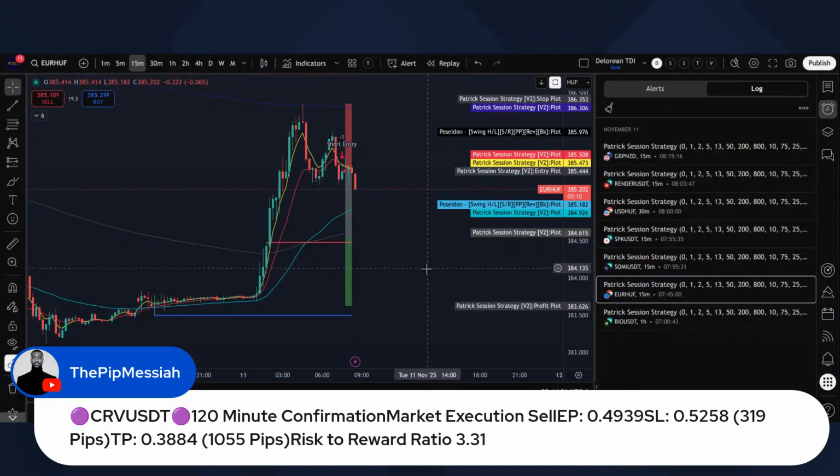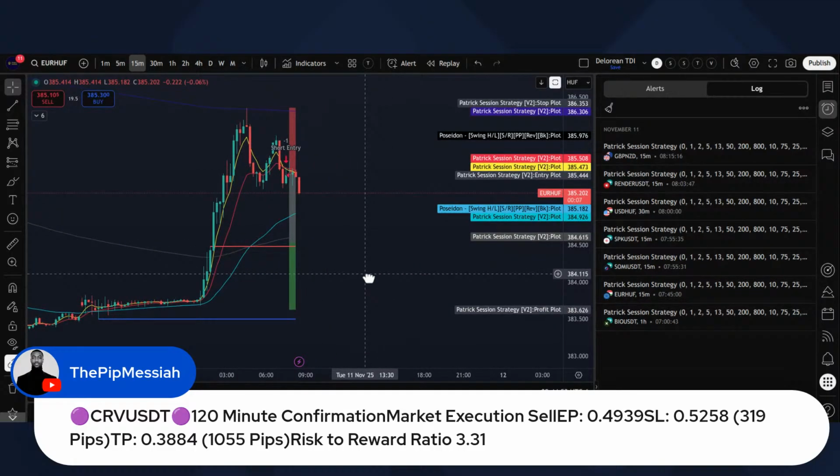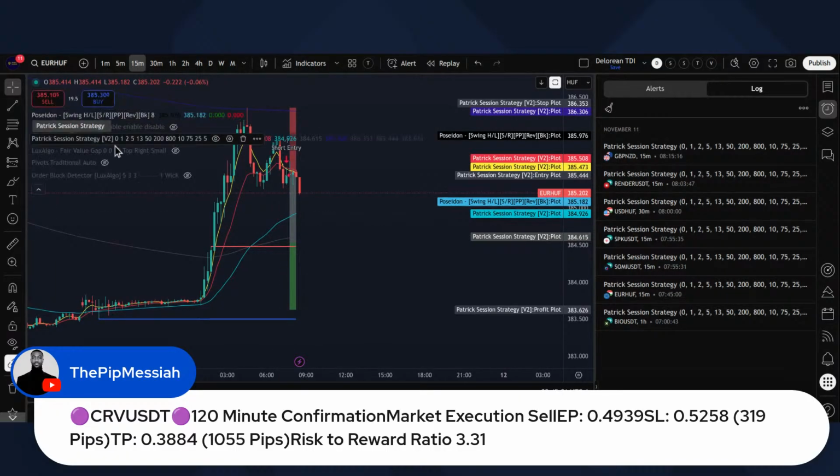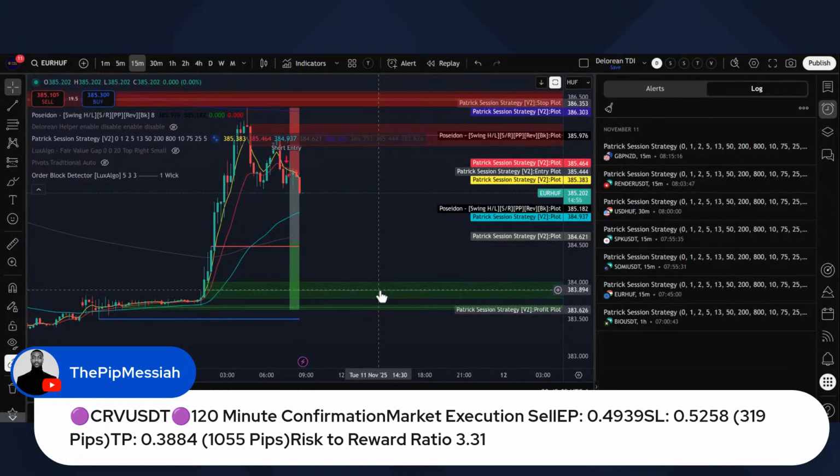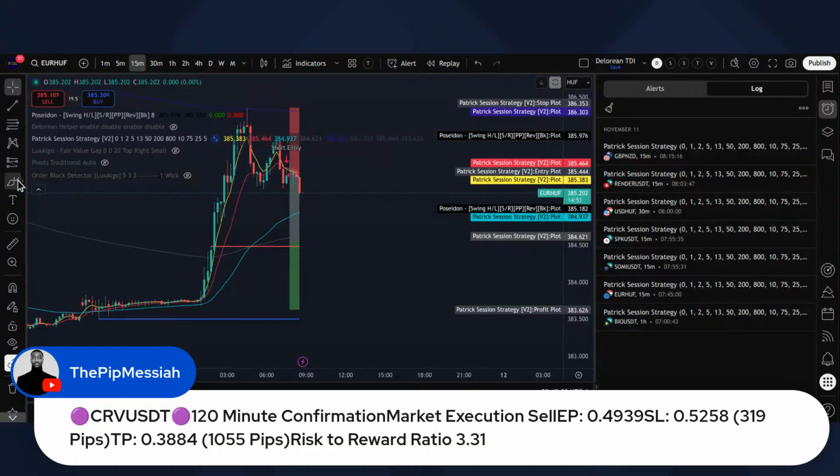And we have a sell on Euro Huff. Problem is, it's not the right setup. We got blue, aqua, gray. That's resistance below current price. Yeah, that's not a setup we want.